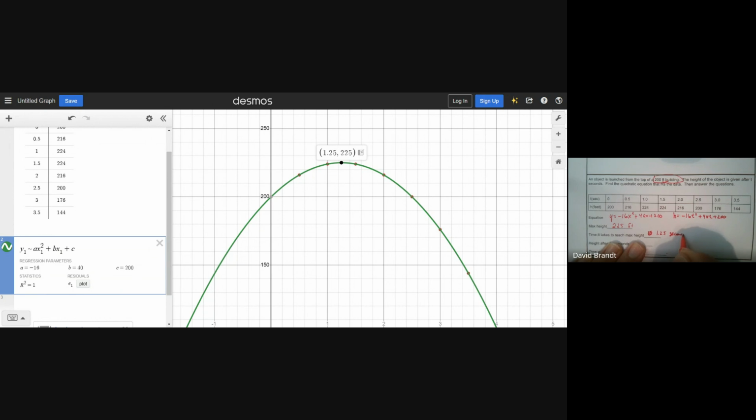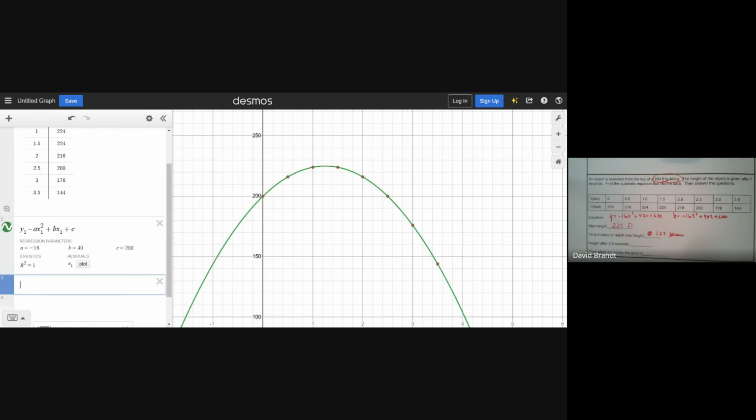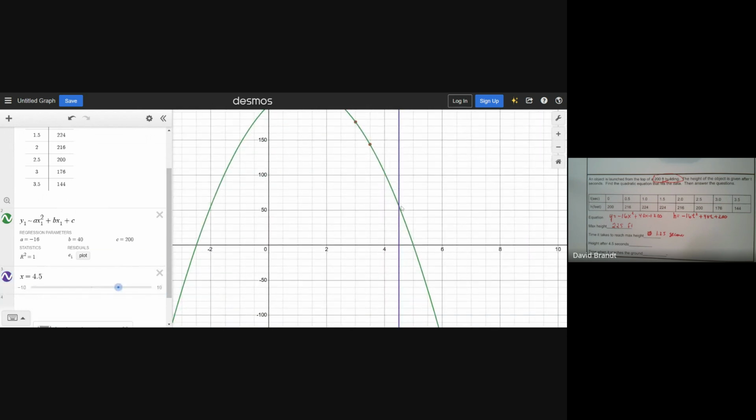Okay? Now, what is the height after 4.5 seconds? All right, you'll need to type that in. Remember, time is x. So you're going to type in x equals 4.5. And we're going to have to zoom out a little bit. I might have to drag the screen up. And there we go. There it is right there. So at 4.5 seconds, the object is 56 feet off the ground. So you'll type in 56 feet for that next to last question.